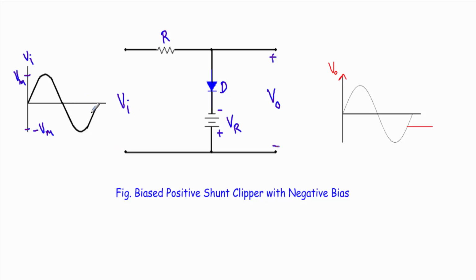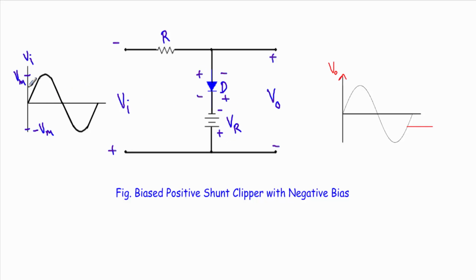Now consider the negative half cycle. During the negative half cycle, this terminal will be negative and this terminal will be positive. See, the negative terminal is connected with the P side of the diode, and the positive terminal is connected with the N side of the diode. So during the negative half cycle, the input voltage is trying to drive the diode in reverse bias, and in case of the reference voltage, the negative terminal is connected with the N side and the positive terminal is connected with the P side of the diode.